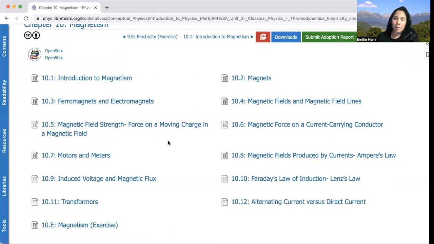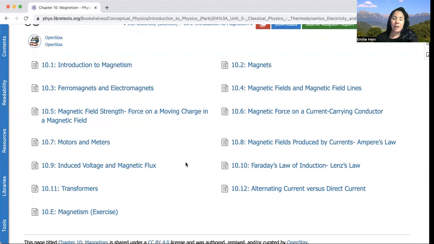And you may recall from chapter 9 that when we're looking at current, you could be looking at a wire that carries current, which means moving charges. And that means that there's going to be a magnetic force on a wire that's carrying current. Okay. After that, we look at some applications, and motors and meters are part of section 10.7.